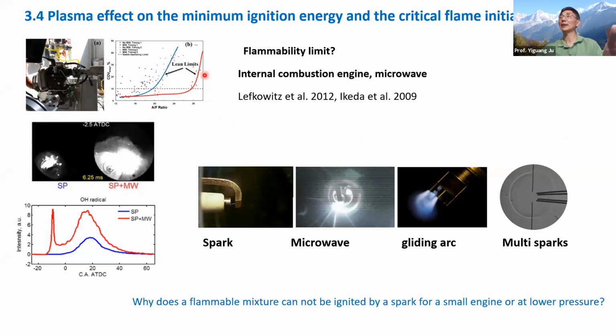Yesterday we showed that in small engines without plasma, the engine does not work, even at near stoichiometric conditions. And with plasma, they can work at very lean conditions. This is very puzzling, because if your mixture is near stoichiometric, why can't your engine be stable? This means that ignition has failed, even at stoichiometric conditions. And why would plasma enhance it? This is a very puzzling question.